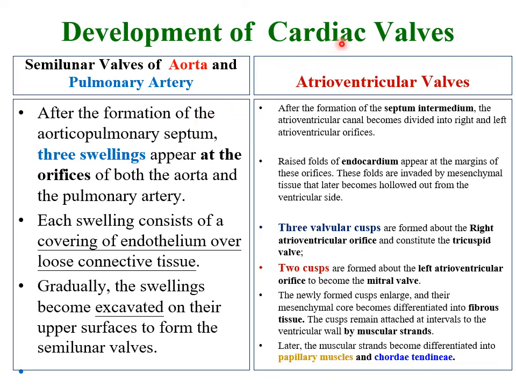About development of the cardiac valves, we know that the heart has four valves: two semilunar valves to the aorta and the pulmonary artery, and two atrioventricular valves. The valves are formed after the formation of the aortopulmonary septum. There will be three swellings appearing at the orifices of both the aorta and pulmonary artery. Each swelling consists of two endothelial coverings, and in between the two coverings of endothelium there will be loose connective tissue.